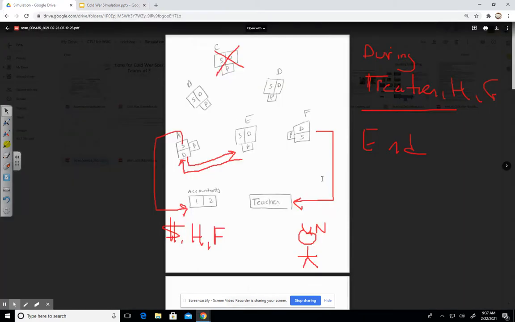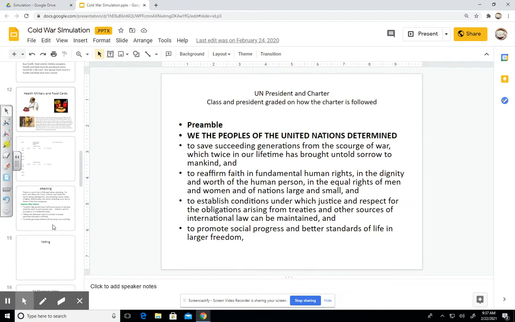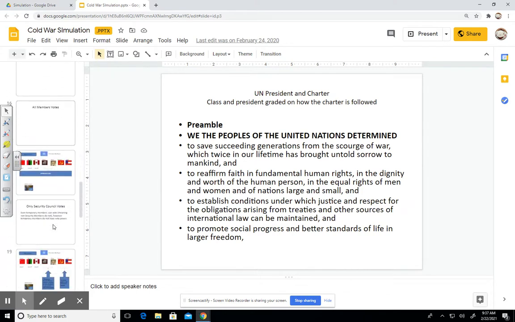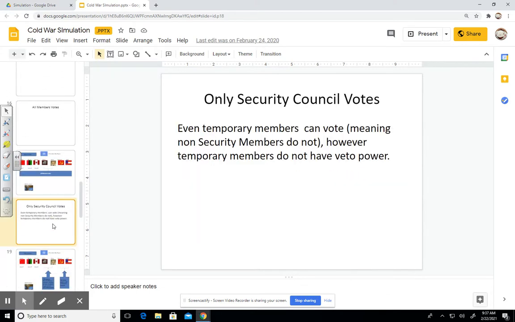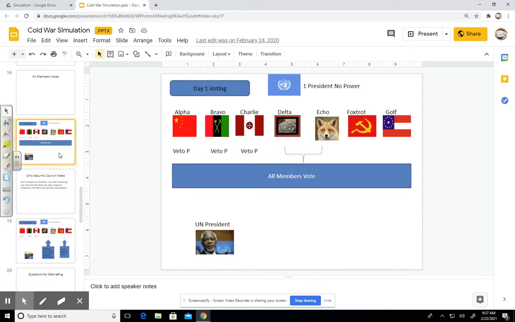So as I said, at the end of every round, the United Nations president can try to pass resolutions. So how exactly are we going to vote? Well, we're going to vote using a general council and a security council. So keep that in mind. You want to take a look at the slideshow on the Cold War simulation to try to get more information.